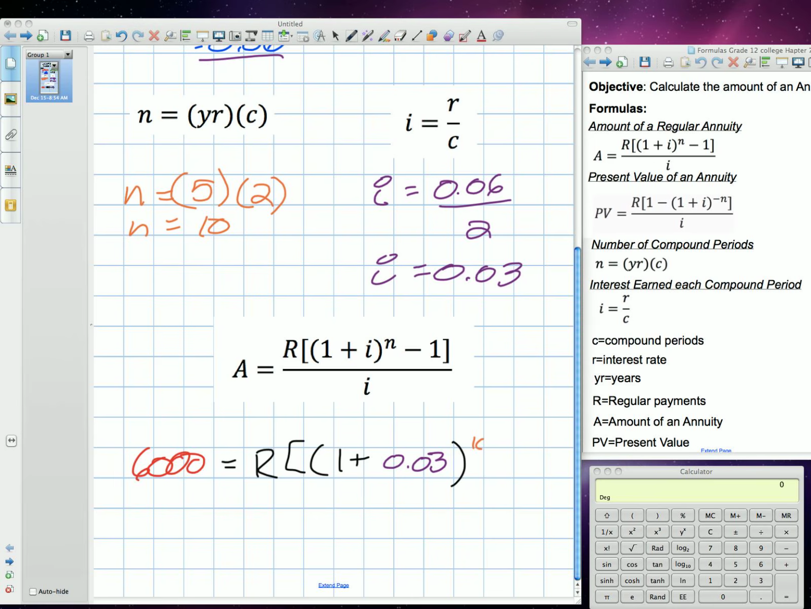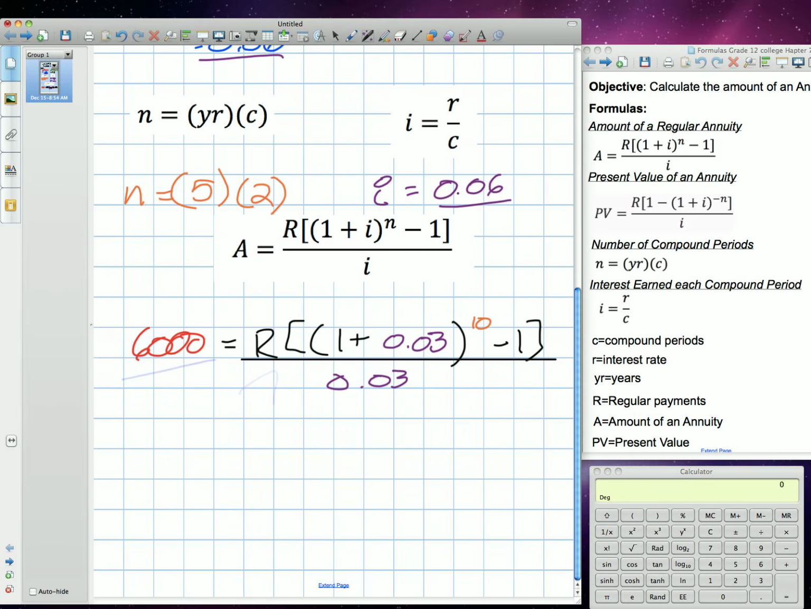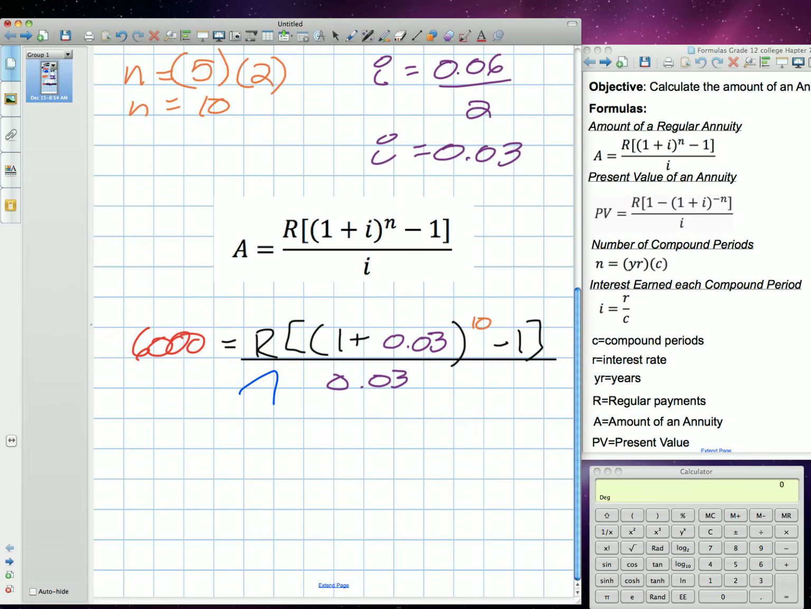Subtract 1 and brackets. And this is all divided by, again, the interest rate. And the interest rate we saw before was 0.03. So now we've plugged these all in. Our goal is to figure out what the regular payments need to be in order to have $6,000 at the end of 5 years. Okay? So we need to rearrange this equation just like we were doing in the last chapter. The very first thing I'm going to do, this entire right side of the equation is divided by 0.03. So I'm going to move that over first.